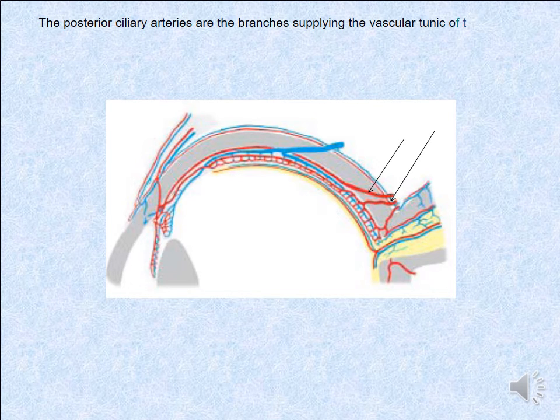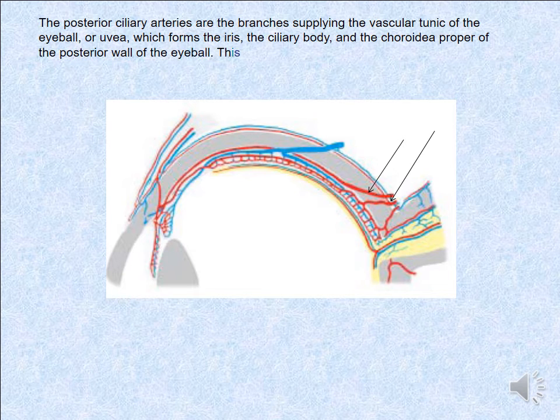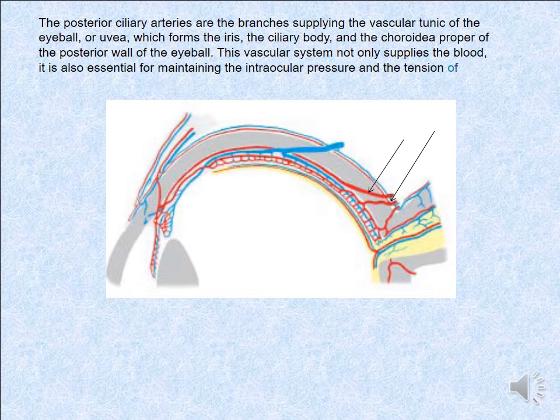The branches of the ciliary artery. First, the posterior ciliary arteries are the branches supplying the vascular tunic of the eyeball, or uvea, which forms the iris, the ciliary body, and the choroid of the posterior wall of the eyeball. This vascular system not only supplies the blood, it is also essential for maintaining the intraocular pressure and the tension of the eyeball. This is the first branch of the ciliary artery, the posterior ciliary.